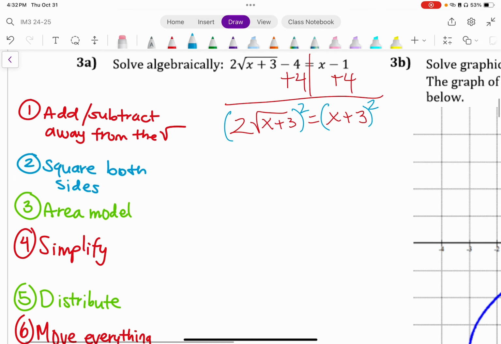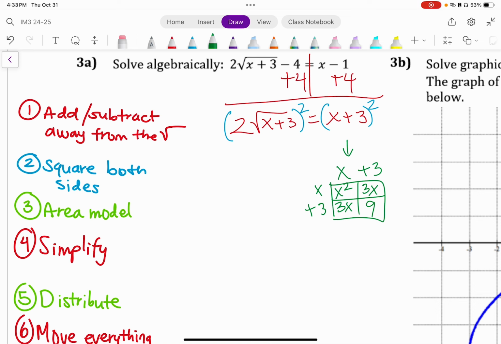Step 3 would be to use an area model. That's what it means to square this. So let me show you that. Go ahead and make an area model for x plus 3: x plus 3 on top, x plus 3 on the side. X times x is x squared. 3 times x is 3x. 3 times x is 3x. 3 and 3 make 9.